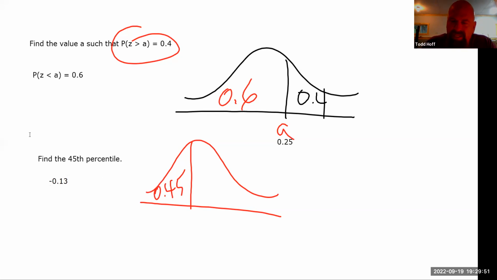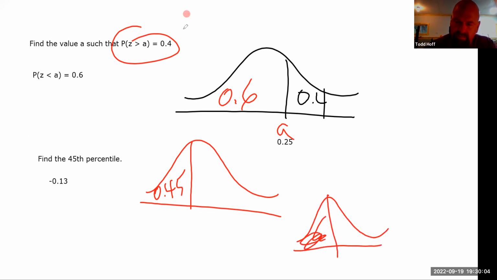Now remember, the 50th percentile would be 0. That would be the very center of the curve again. Let's go on now. Half of that would be 50% or 0.5, and the center of that curve is at 0. The mean is 0.